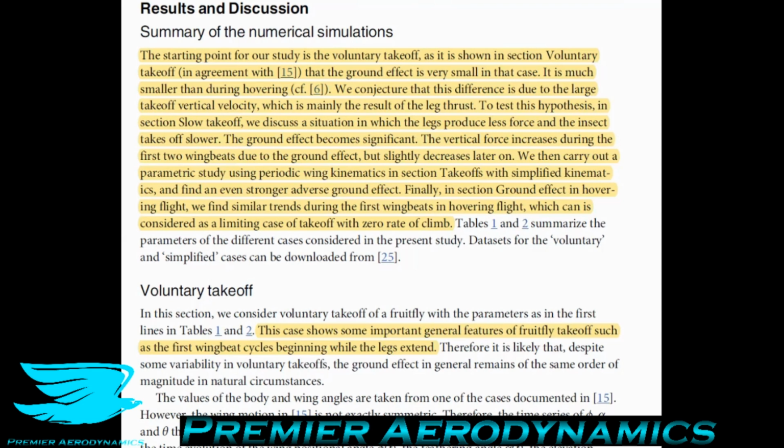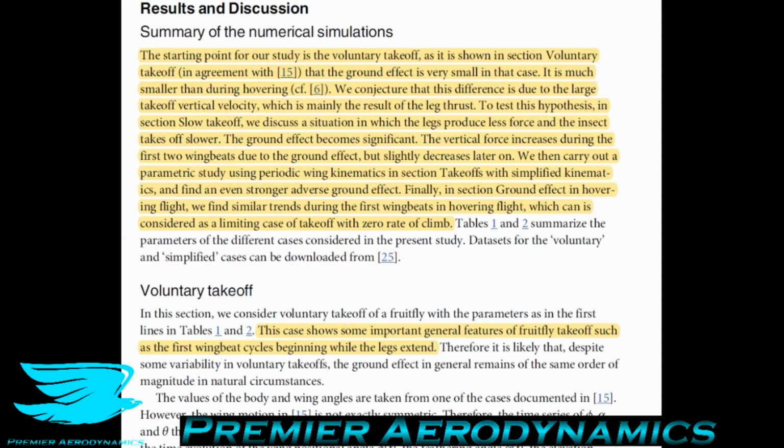And then they go on and say that they conjecture that this difference is due to the large takeoff vertical velocity, which is mainly the result of leg thrust. To test this hypothesis in section slow takeoff, we discuss a situation in which the legs produce less force and the insects take off slower. So they want to see if the insect takes off slower, it spends a greater amount of time near the ground, if there's a greater ground effect than if they just jump off regularly. And they found that the ground effect then becomes significant.